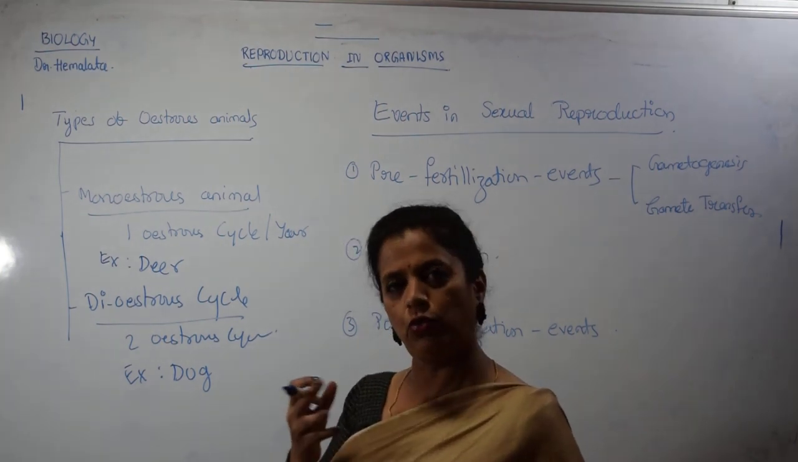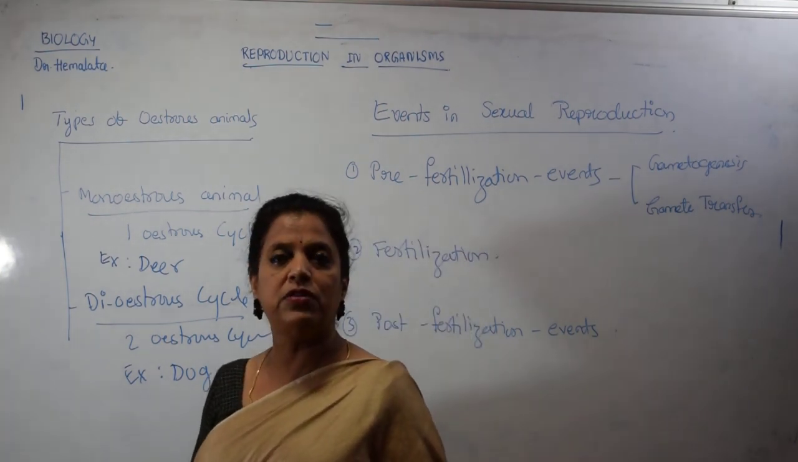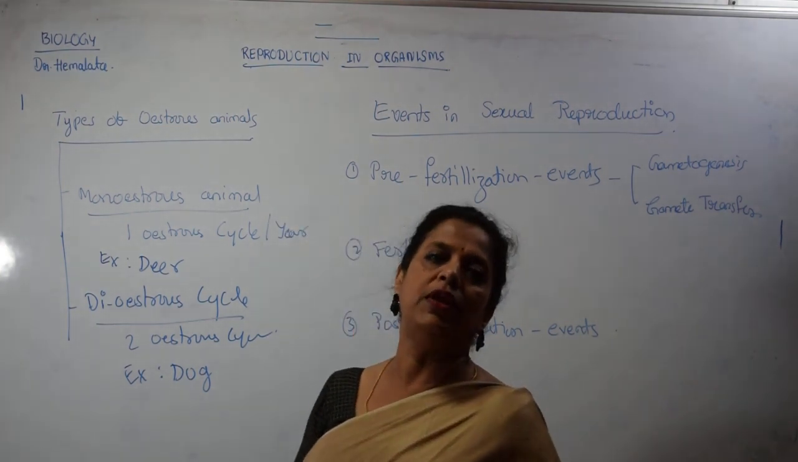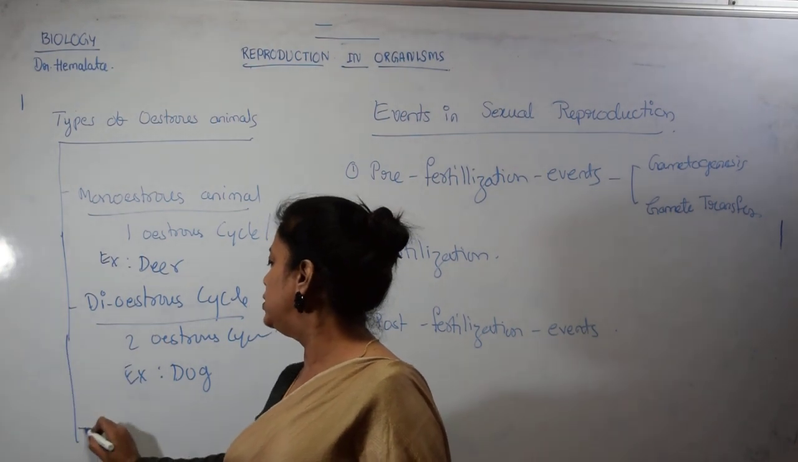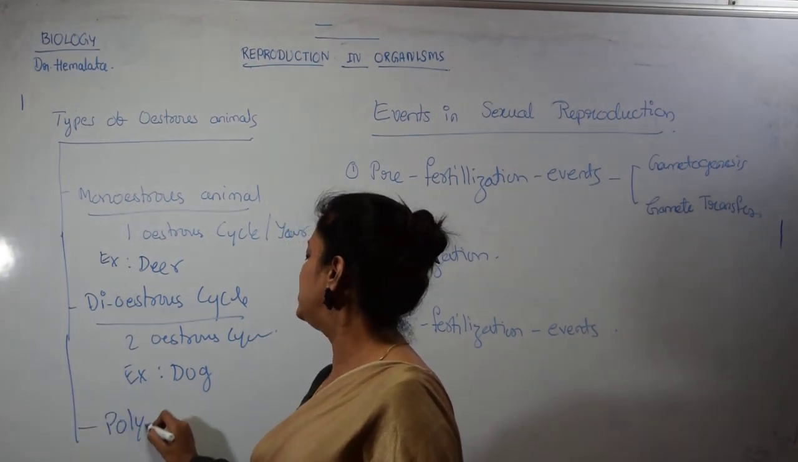They can produce children 2 times in a year. That's the meaning. Because estrus cycle is not different from getting this. So if they become pregnant, they reproduce. Okay. Then third one is polyestrus cycle.